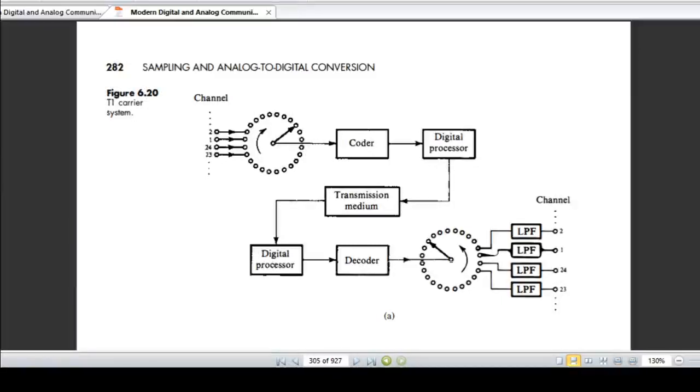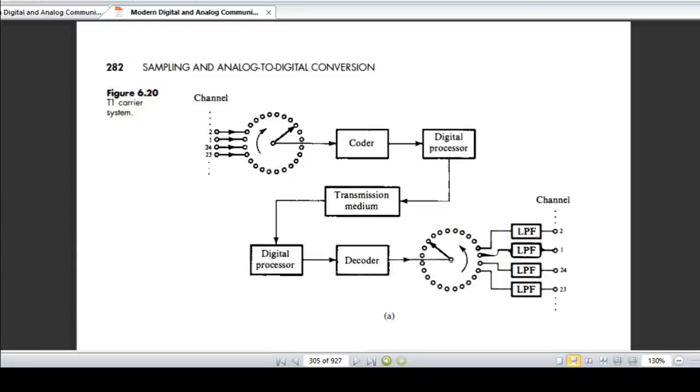The sampling is done by this switch. This is not a hardware switch. It is an electronic switch whose switching time is very small and switching frequency is very high. This is also called a commutator switch. This is our commutator switch 1, and this will be called the decommutator switch, switch 2. Now the signals from these 24 voice channels are selected one by one.